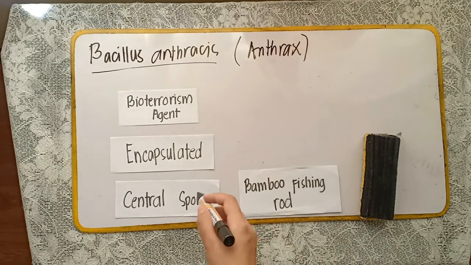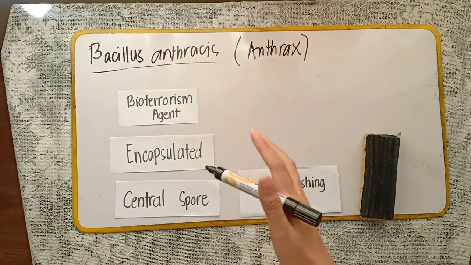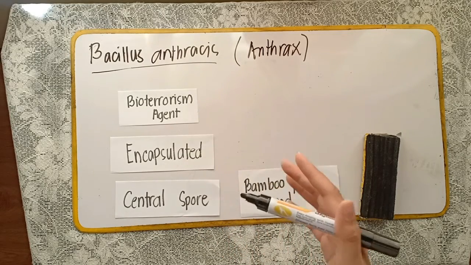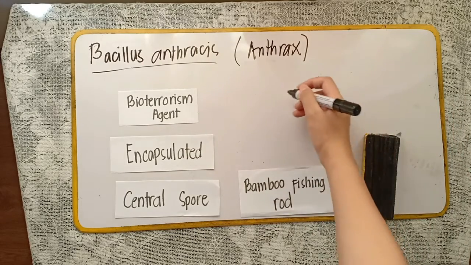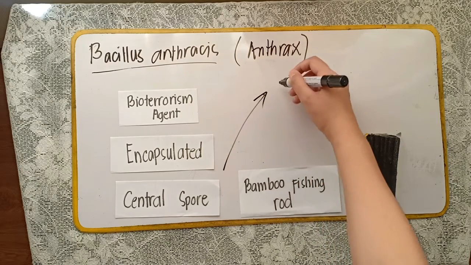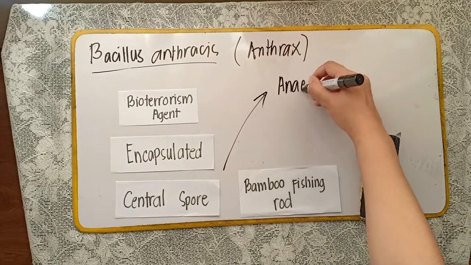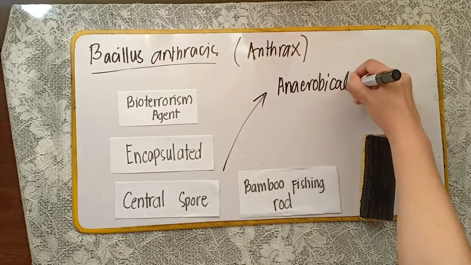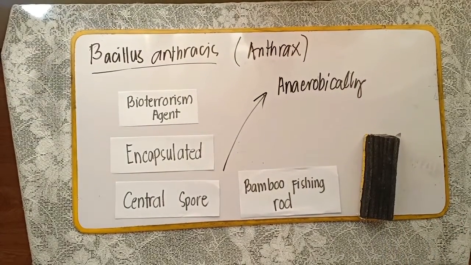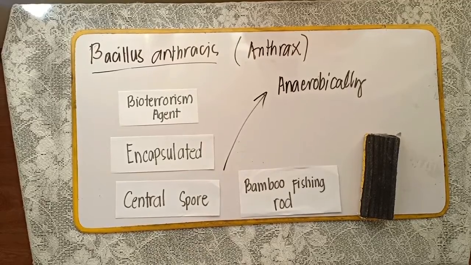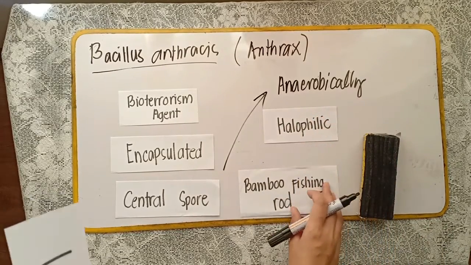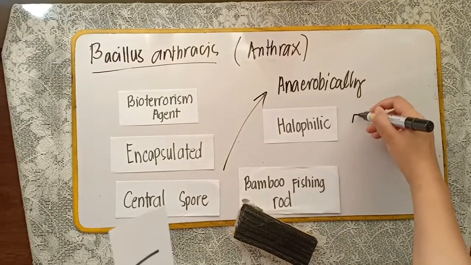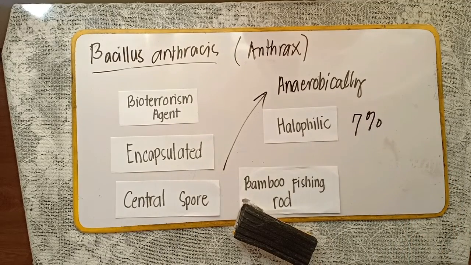Now, take note class that the spore formation of this bacteria can only takes place anaerobically. Huwag niyong kakalimutan yon. Okay, the formation of the spore can only takes place under anaerobic condition. Also, these bacteria, they can grow aerobically or facultative anaerobe. Okay, they are also halophilic organisms. They can grow in as much as 7% of sodium chloride.